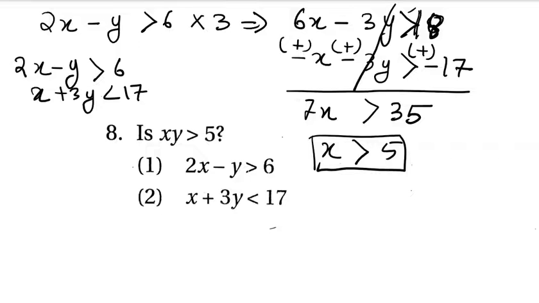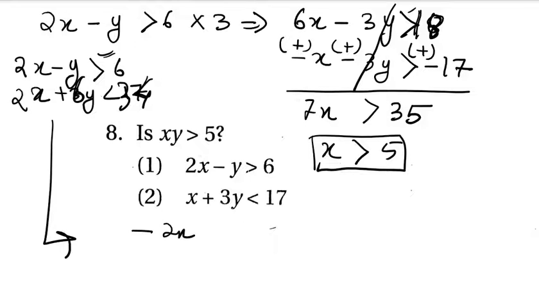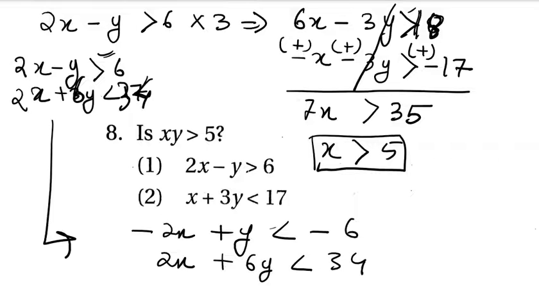So if I multiply a 2 over here, then this becomes 6, and 17 2s are 34, becomes 34. So let's write this clearly, and let's change this sign as well. So I have minus 2x plus y less than minus 6, and over here I have 2x plus 6y is less than 34.